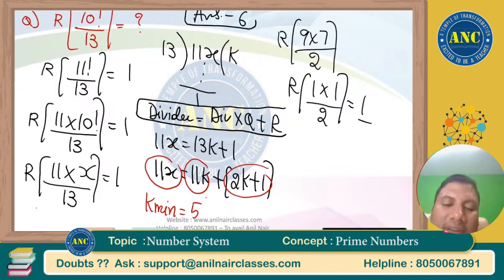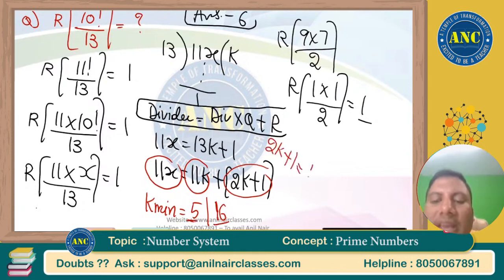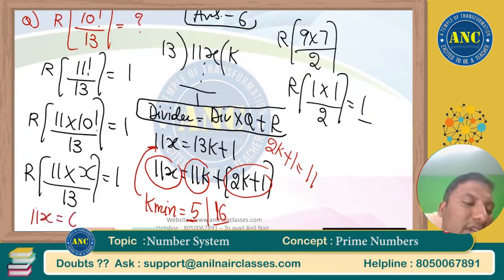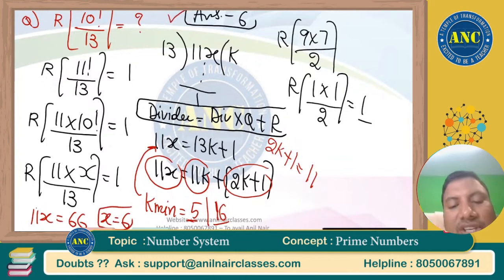Sir, can't I take k value 16? Yes, that also you can take. That will give the same answer. 2k plus 1 equals 11, k value is nothing but 5. So 11x is 33 plus 65, 13 fives are 65, 65 plus 1, 66. X value is nothing but 6. Suppose if I take 16, 13 16s are 208, 208 plus 1, 209. X I got 19. When you divide a number by 13, you will not get the remainder 19. 19 divided by 13, 13 ones are 13, what is the answer? 6.